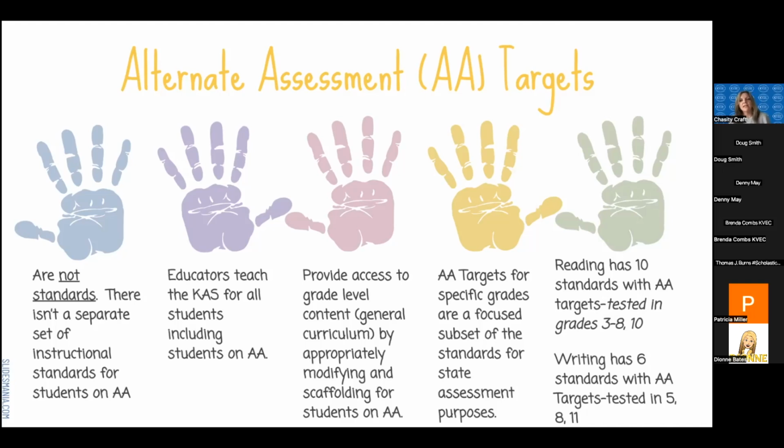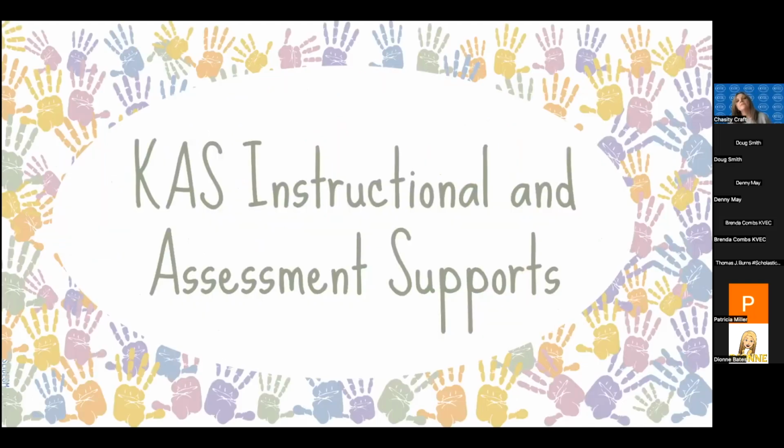And then reading has 10 standards with targets, and they're tested in grades 3 through 8 and grade 10. And then writing has 6 standards tested in 5th, 8th, and 11th grade. So with all that being said, you have your reading and writing standards, and then you have some targets for testing purposes. So now we're going to get into those supports.